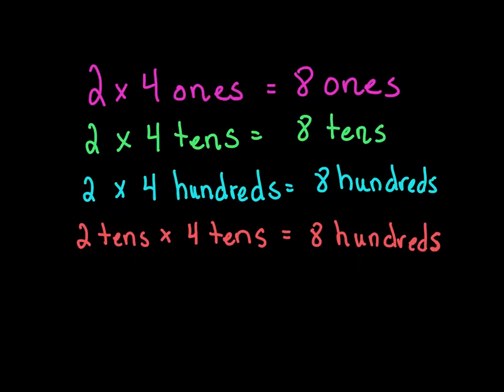If you look at these different equations, you're going to see that they're very similar. 2 times 4 ones is 8 ones. 2 times 4 tens is 8 tens. 2 times 4 hundreds is 8 hundreds. And 2 tens times 4 tens is 8 hundreds. All you're doing is seeing the same numbers, same factors, and we're attaching it to a unit form.